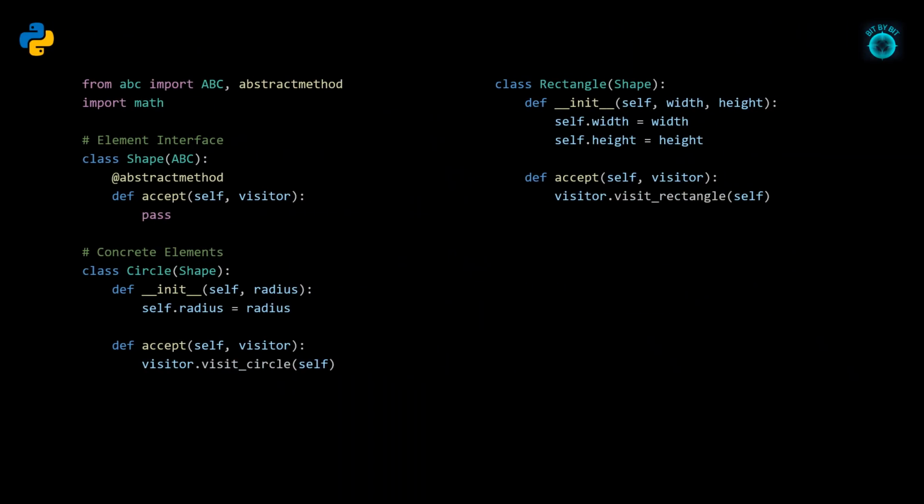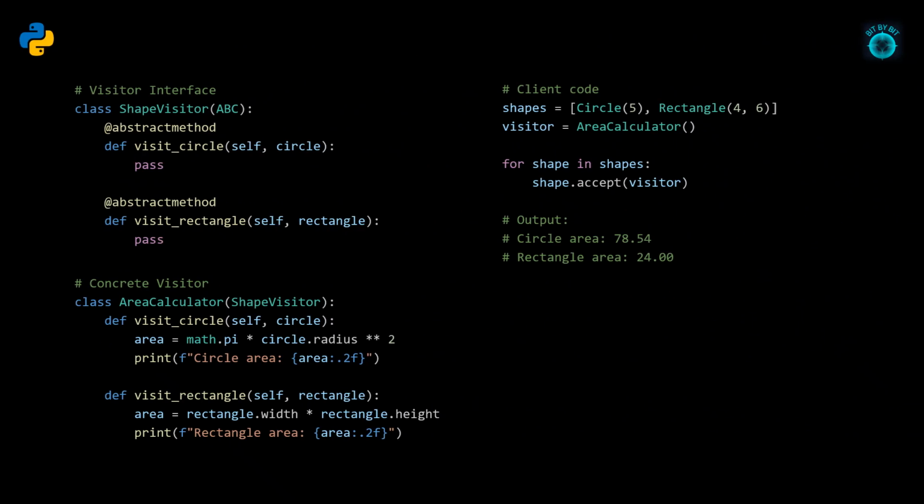This code shows the visitor pattern in action by computing the area of different shapes. We start with an abstract base class called shape, which defines an accept method that takes a visitor. Two concrete shapes implement this interface, circle and rectangle. Each one implements the accept method by calling a specific visit method on the visitor object, passing itself in.